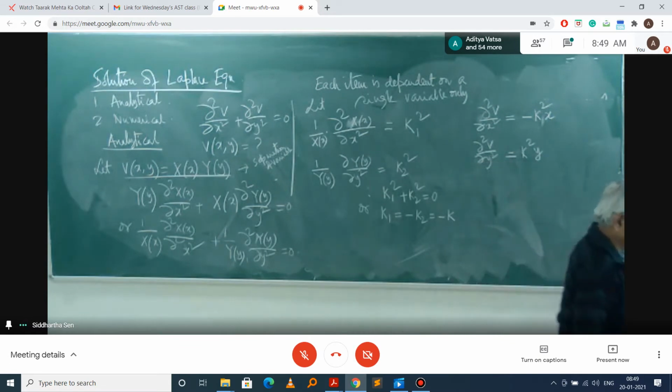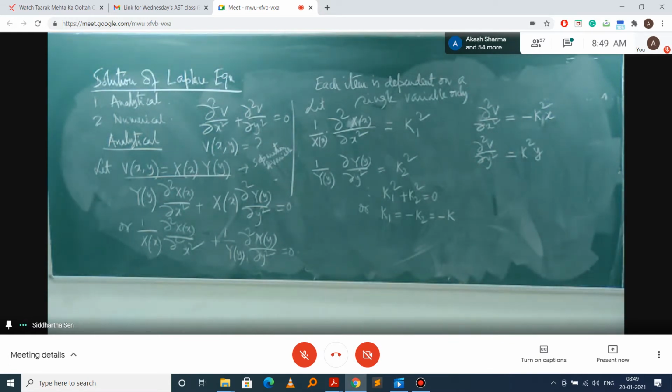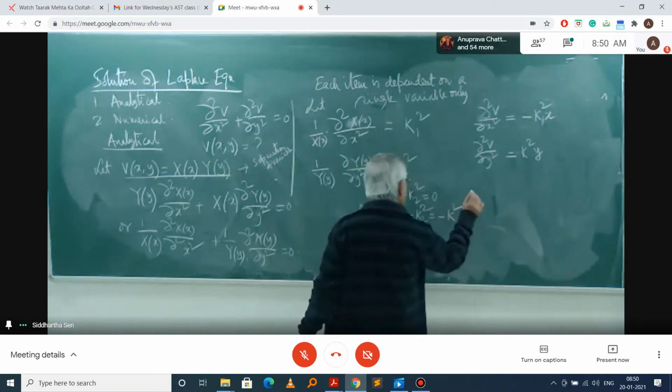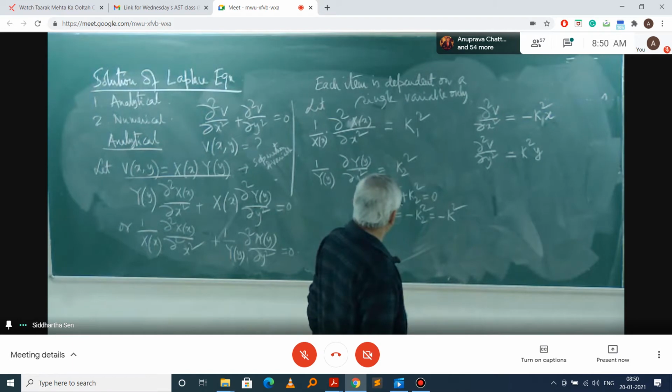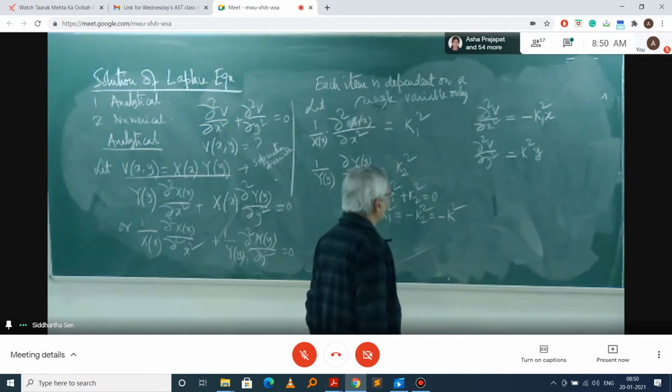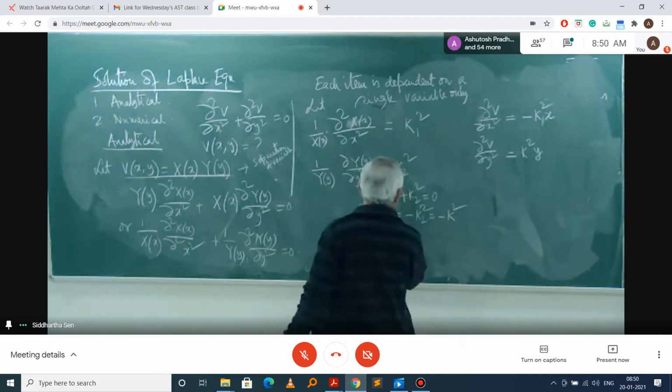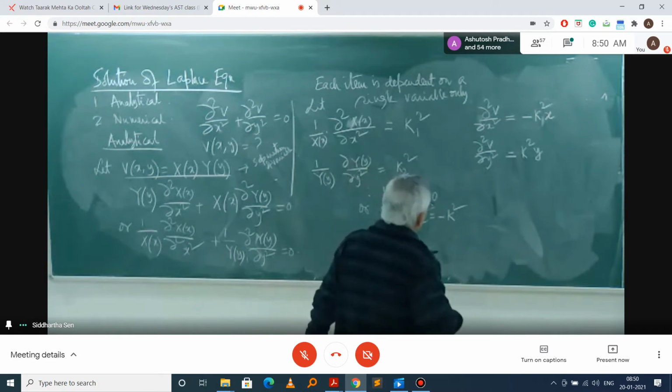Please tell me. What was the question? Sir, it was K1 square equal to minus K2 square equal to minus K square in the last step. Okay. Yes, sir. That's also no problem. Thank you. And K is greater than 0. Obviously, K square is always greater than 0 there.